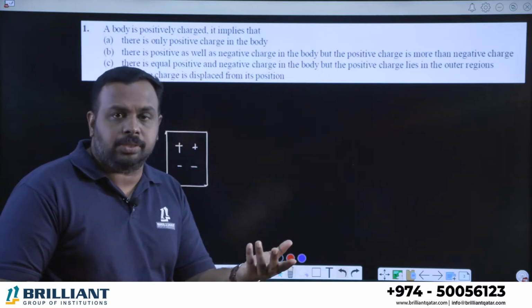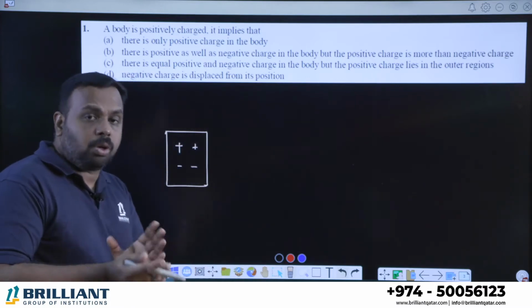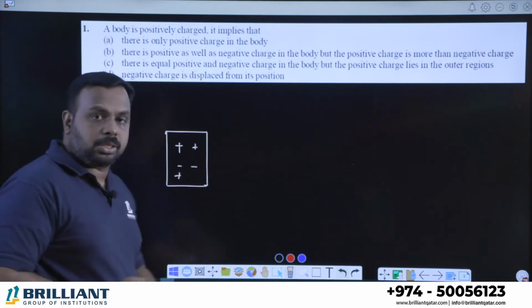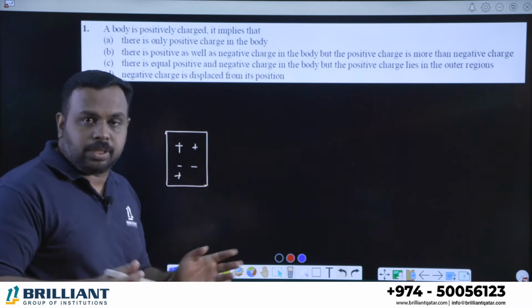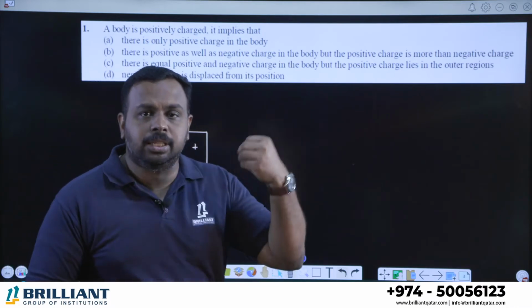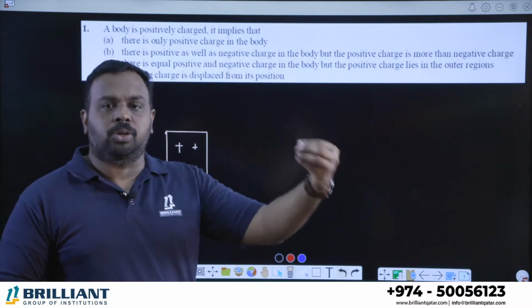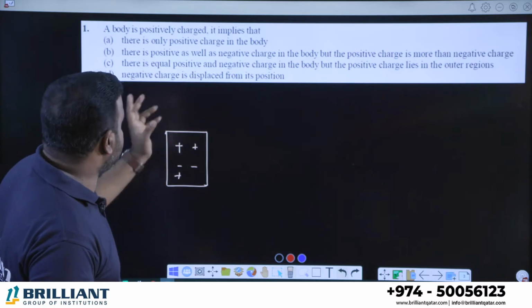To say there is a positive charge, there should be more number of positive charges in the body. Look at this. If there are 3 positive charges and 2 negative charges, then the net charge will be positive. That's the meaning of charging. So if a body is negatively charged, it means more number of electrons. Positively charged body means more number of protons. So which option will be correct?